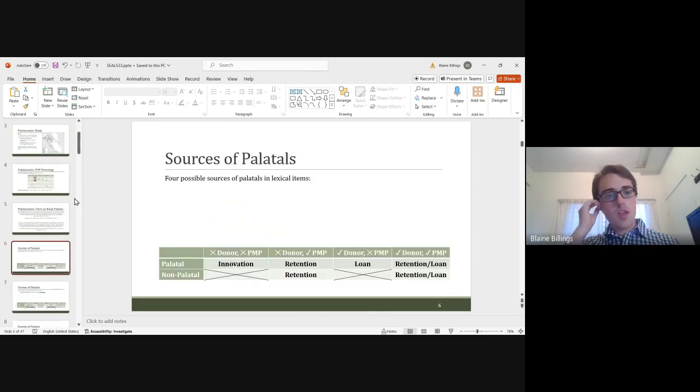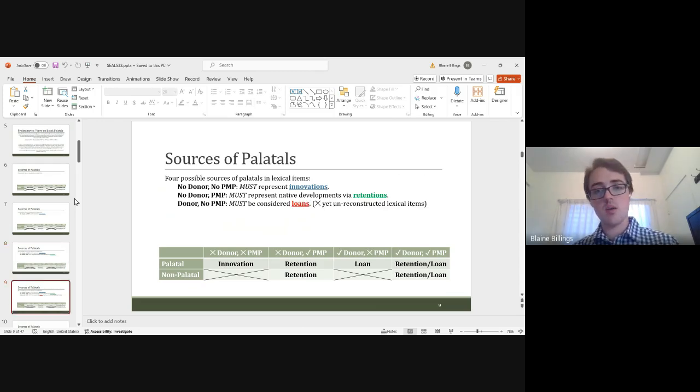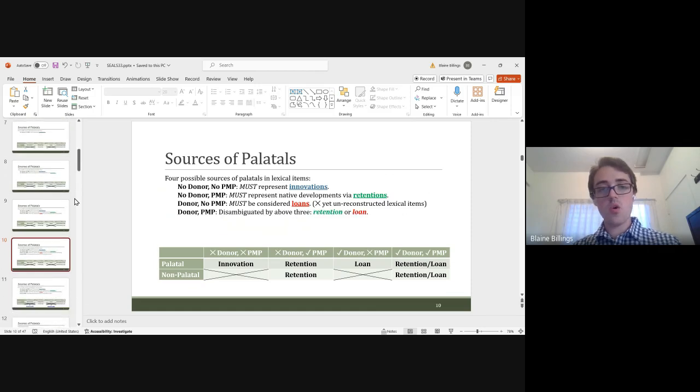Okay, so if we think about sources of palatals in these 4 languages, you can have one of 4 possible cases. Either there's no clear etymology and no clear donor language, in which case you have innovations, or you have no clear donor but a clear etymology, in which case you have retentions, or you have a donor and no clear etymology, in which case you have loans, or you have both a clear donor and a clear etymology, in which case it could be either a retention or a loan, and the item must be disambiguated by your normal retentions and your normal loans.